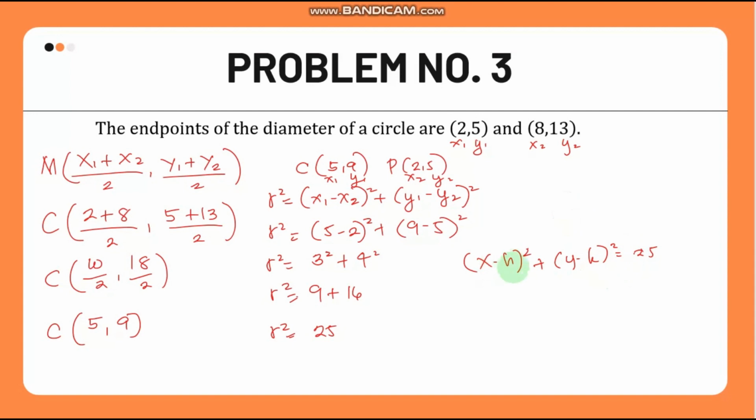So you substitute h and k. So x, your h is 5. So x minus 5 squared plus y minus 9 squared equals 25.